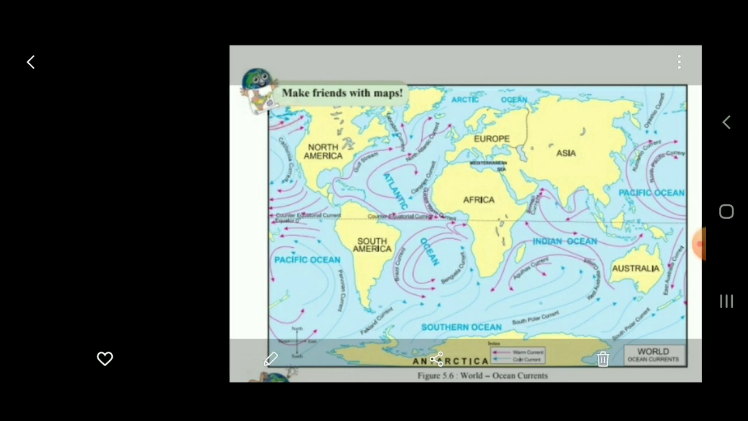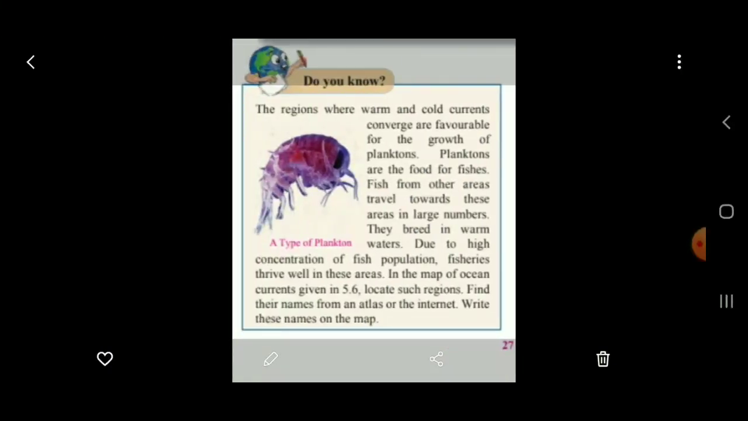Now what are planktons? Planktons are the food for fishes. These are small living things which are eaten by the fishes. Fishes from other areas travel towards this area in large number. Now which area am I talking about? The place where warm and cold current meets.